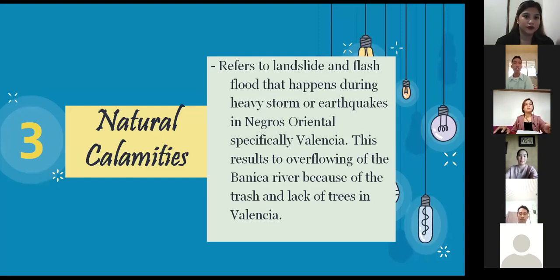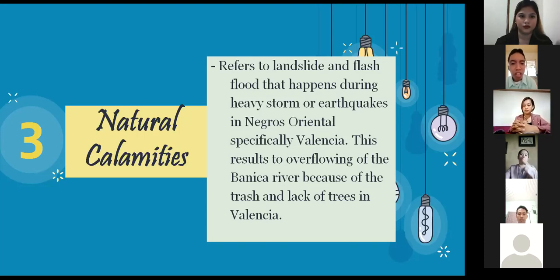Okay, let's go to the natural calamities. Natural calamities refer to landslides and flash floods that happen during heavy storms or earthquakes in Negros Oriental, especially in Valencia. This results in the overflowing of the Banica River because of the trash and the logs of the trees in Valencia. Natural calamities are one of the greatest effects on the river, especially the Banica River. They are prone to flash floods or landslides during heavy storms in Negros Oriental.